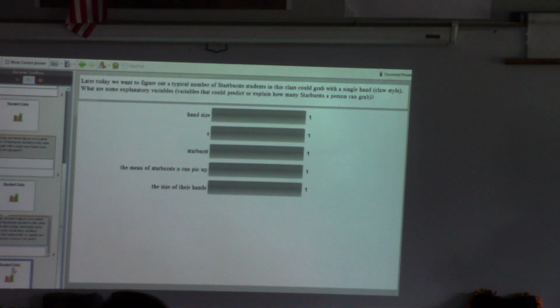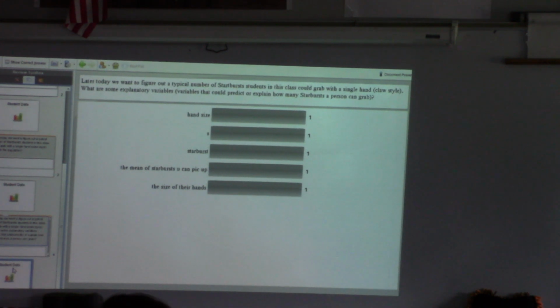But if you got bigger shoes, you probably have bigger hands too, so maybe shoe size could be a predictor, right? Possibly, because I know people that are short with big feet. Yeah, and so it's not perfect, that's for sure.